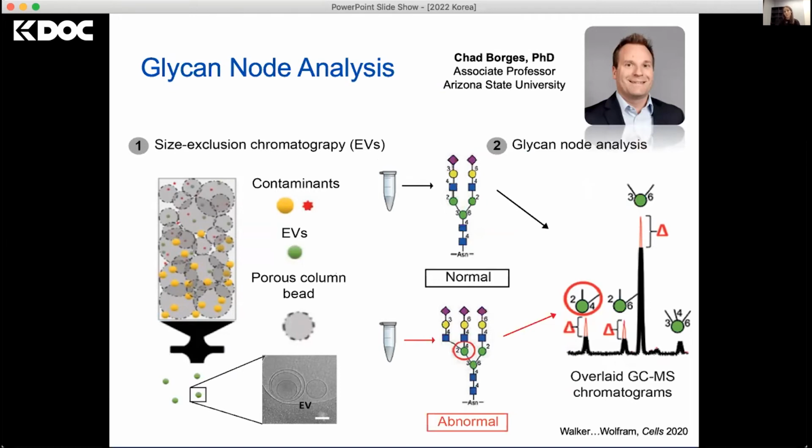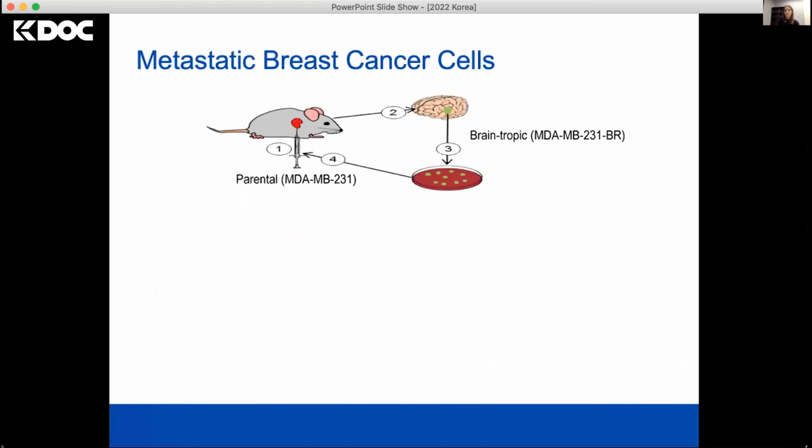And for diagnostic purposes, we don't use TFF because TFF is optimized for large volumes, hundreds of liters. And so for diagnostic purposes, we want to be able to use very small volumes. So we use size exclusion chromatography, and we combine this with glycan node analysis, which is a new way of rapidly looking at all the glycan classes on extracellular vesicles.